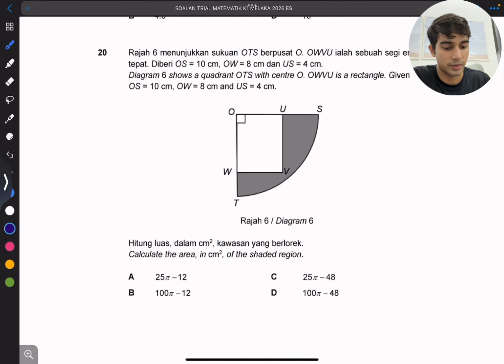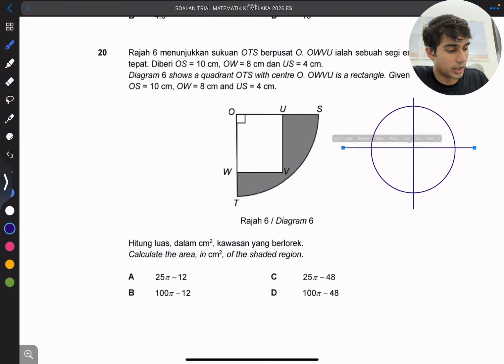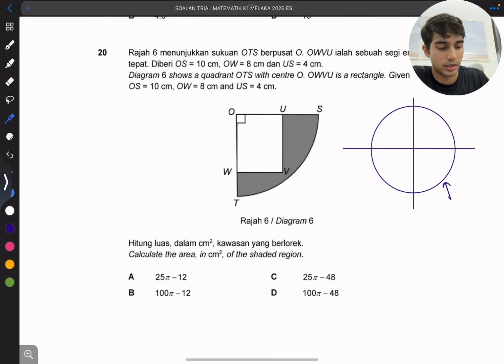Question 20. Diagram 6 shows a quadrant OTS with center O. So this is a quadrant. A quadrant means it's a quarter of a circle. So this is a circle. We cut this circle into 4 equal parts. We get a quadrant. So we get 4 quadrants here. They just showed us 1 quarter.